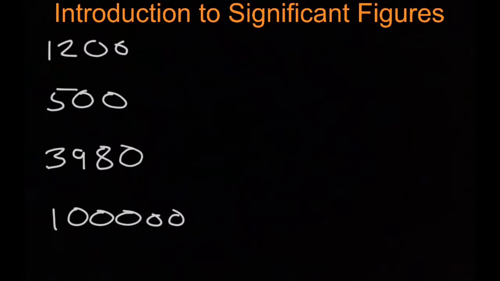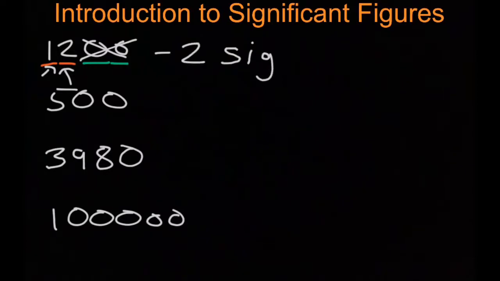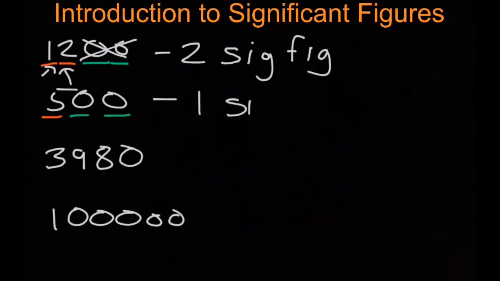So, with 1,200 here, our non-zeros are 1 and 2, and our trailing zeros are these two right here in the green. So, they do not count as significant figures. So our only significant figures are 1 and 2. So we have two significant figures in 1,200. For the next one, our trailing zeros are right here, and 5 is our non-zero number. And 5 is significant, so we have one significant figure.